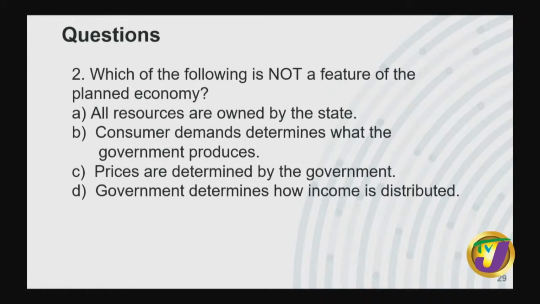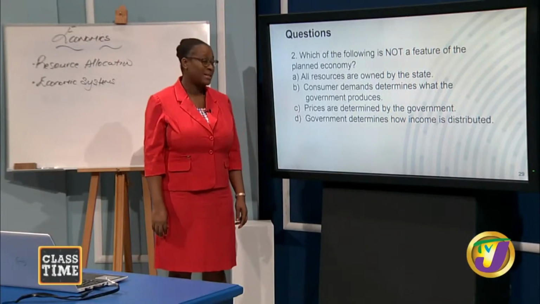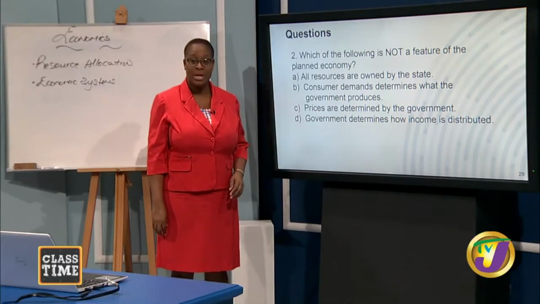Consumers' demand determine what the government produces. Prices are determined by the government, and the government determines how income is distributed. The answer there is B also. Consumer demands determine what the government produces. That is not a feature of the plan. That's a feature of the free market.